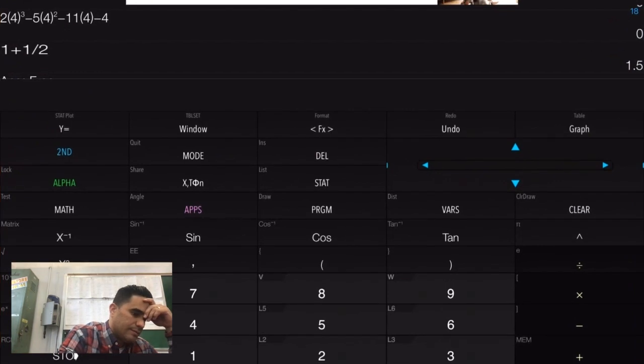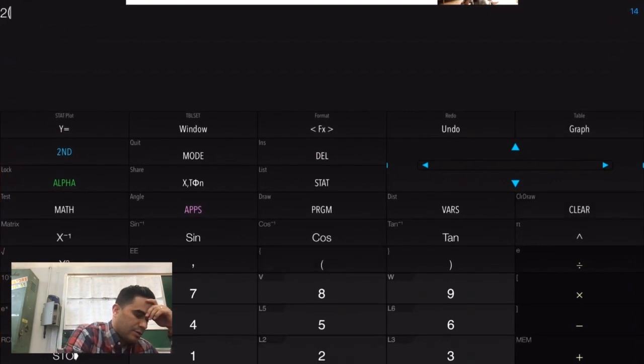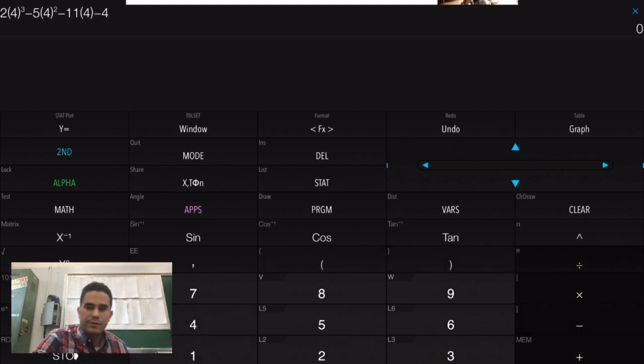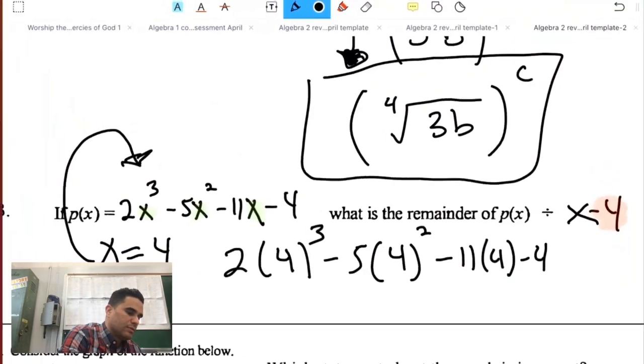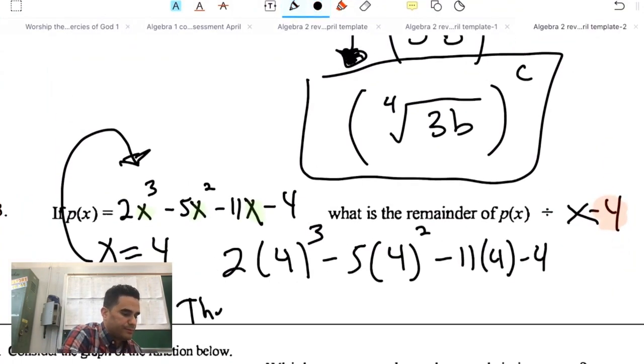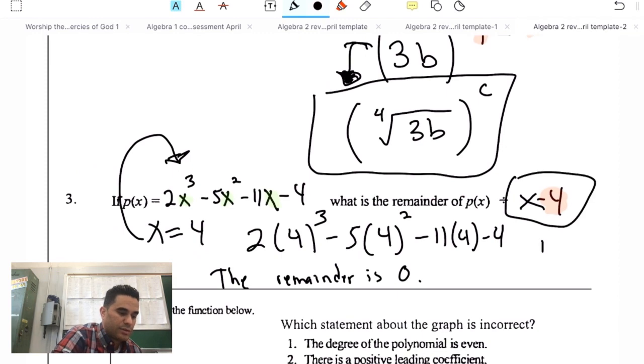So that's going to be 2 times (4) raised to the 3rd power, minus 5 times (4) squared, minus 11 times 4, minus 4. That gives us a remainder of 0. So what is the remainder? The remainder is 0. Based on that, x minus 4 is a factor of the polynomial.